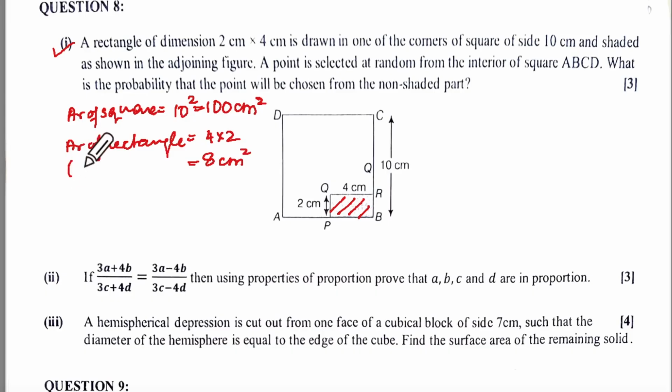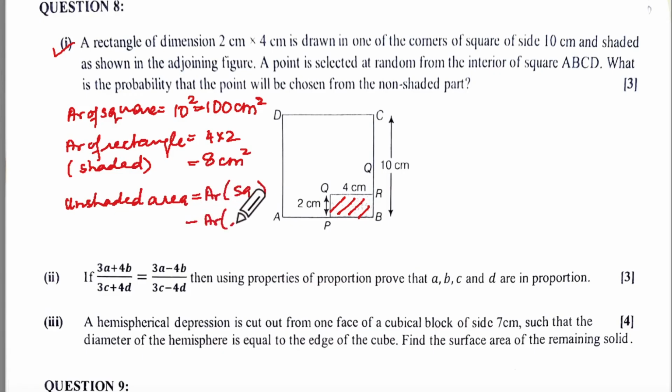Okay, and this is the shaded area. So unshaded area will be equal to area of square minus area of rectangle, which is equal to 100 minus 8, which is equal to 92 centimeter square.